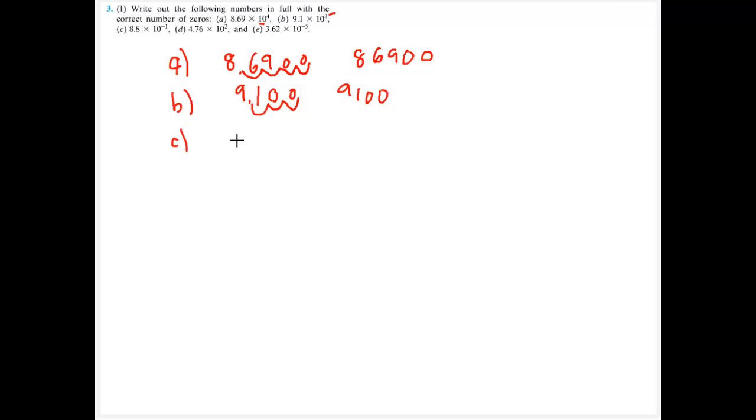For C, 8.8 times 10 to the minus 1. So I'm going to put 8.8. Now the minus here means that I move my decimal place in the other direction and move it in that direction. So it's just going to end up right there. So I'm going to end up with 0.88. For D, you can kind of see it's going to be 476. And for E, it's going to be 0.1234. And then I got my 5, and then the 6, 2.